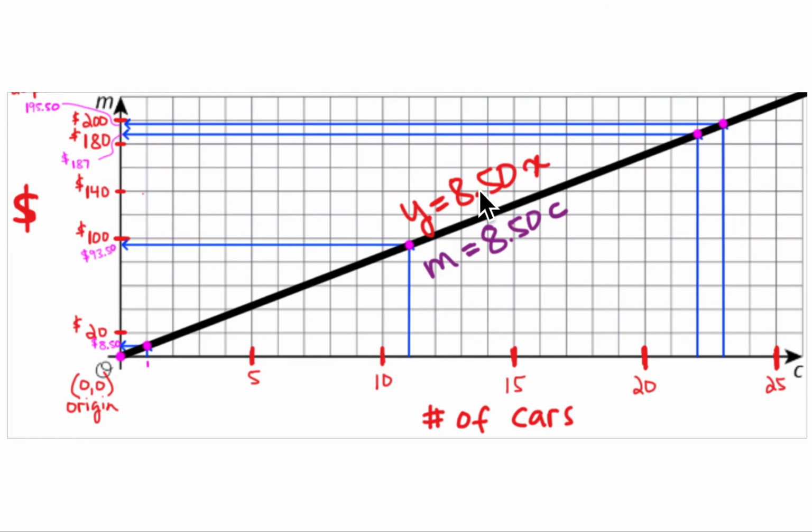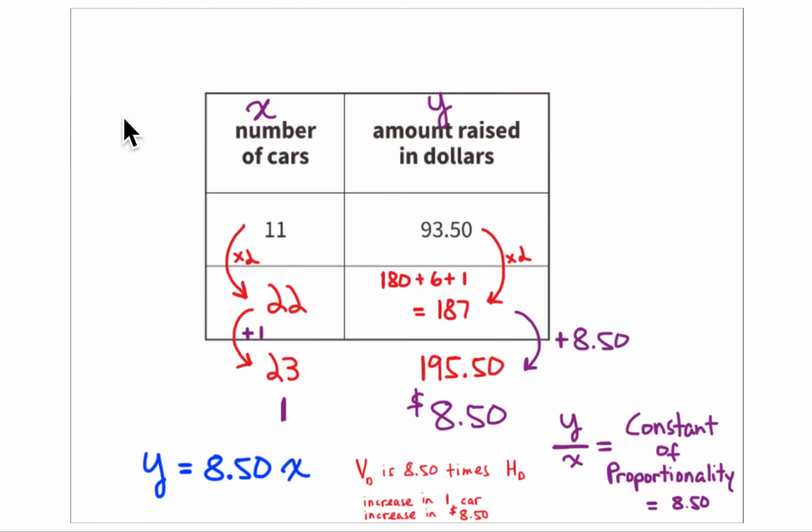And if you need to get to $200, so maybe the fundraiser is you have to make at least $200. So how many cars do you have to wash? You would go out one more car from 23 cars to 24 cars. You go up to this line, and this gets you over 200. So what is the value? Well, it's $8.50 plus $195.50, and that adds to $204. This line right here, if I went across, would be $204.